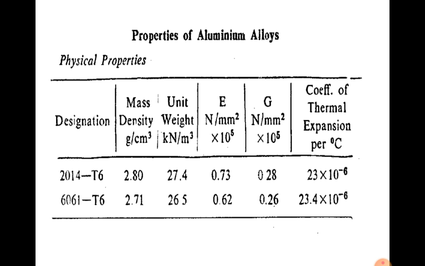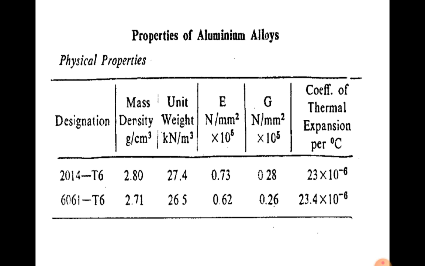Now coming to the physical properties of the aluminium alloy 2014 T6, we see that the mass density is around 2.8 grams per centimeter cube. Unit weight is 27.4 kilonewton per meter cube, and the Young's modulus is very less compared to steel. It is only around 0.73 Newton per mm square, and then we have the shear rigidity modulus and the coefficient of thermal expansion, which is quite high.